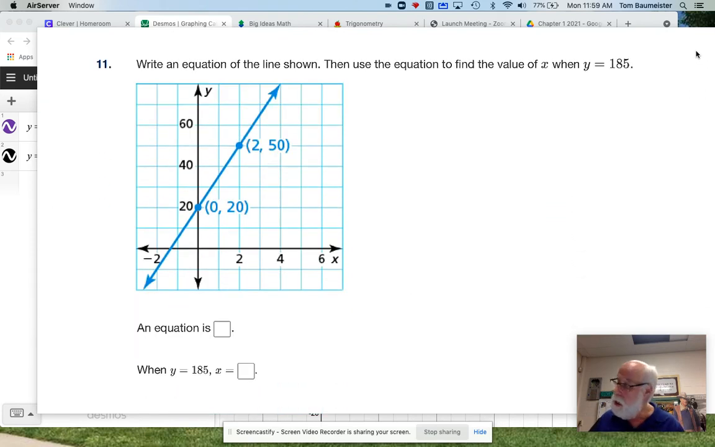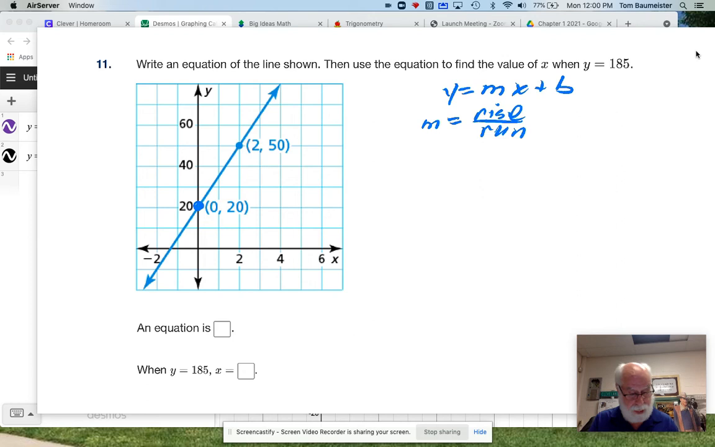Number 11, write an equation of the line shown, then use the equation to find the value of x when y is equal to 185. So remember, when I'm talking about an equation of a line, our line is y is equal to mx plus b. All right? Remember, your m is your rise over your run. So if they give us a graph, we can kind of figure that out. So I start right there, and that's my y-intercept. On this one, I can use my y-intercept.